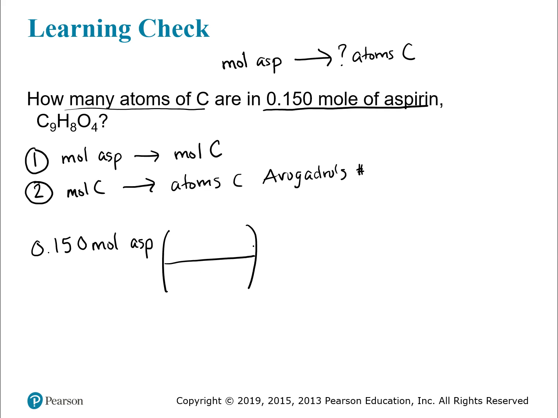We need a conversion factor that talks about the number of moles of carbon in 1 mole of aspirin. We've got 2 choices. We can have the 9 moles of carbon in the top, or we can have the 9 moles of carbon in the bottom. The one that's going to get rid of the moles of aspirin for us is the one with moles of aspirin in the bottom and carbon in the top.